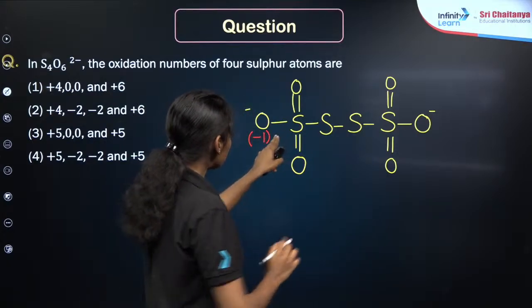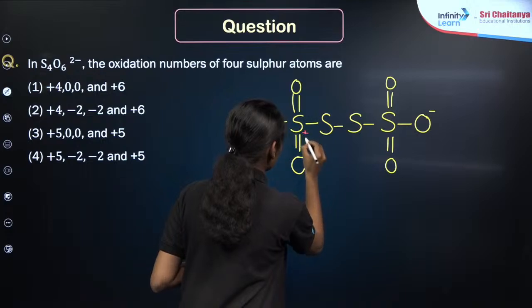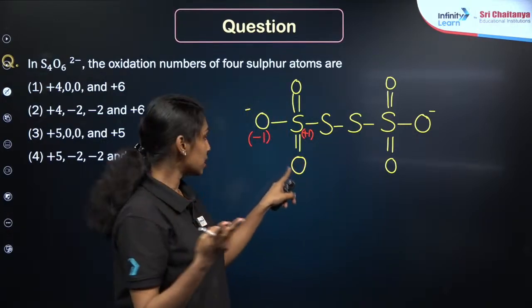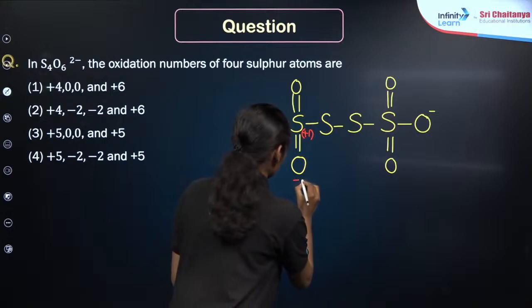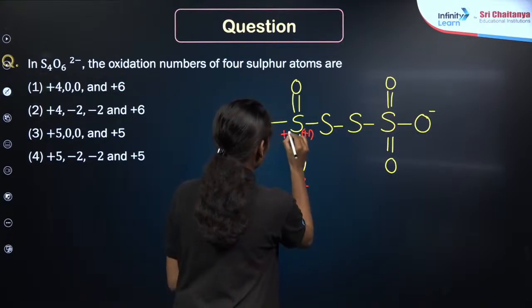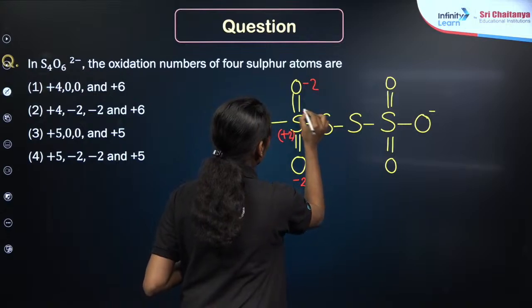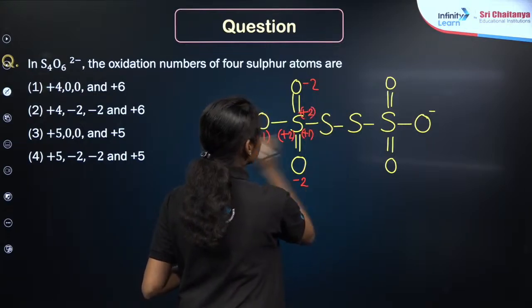Then due to this -1 charge, this sulfur will experience a +1 charge due to this oxygen. Similarly, if we have 2 bonds, the oxygen will acquire a -2 charge over here and the sulfur will acquire +2. Similarly, for this oxygen also -2 and +2. Clear how we are calculating the oxidation numbers?